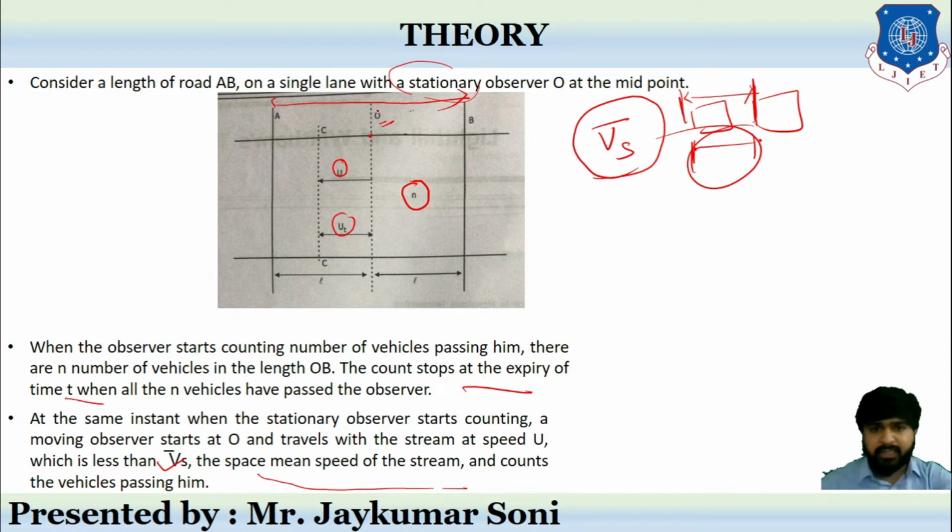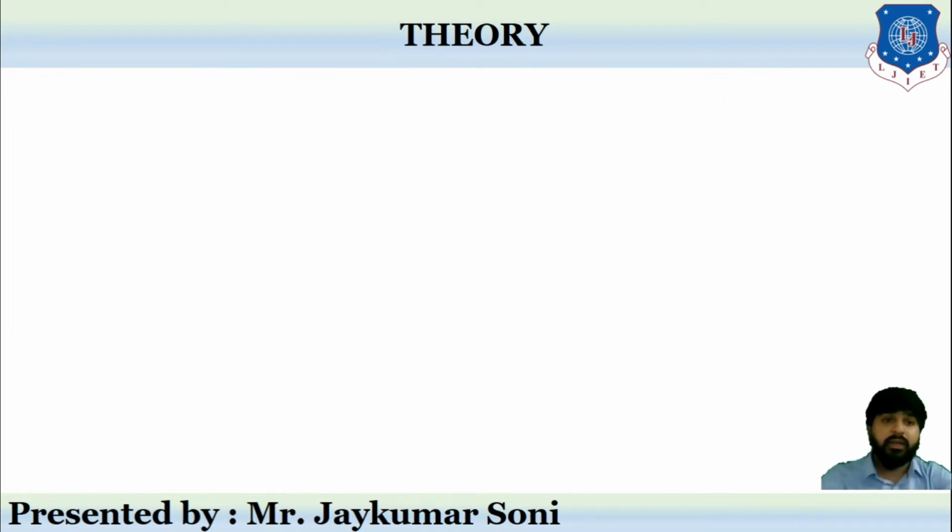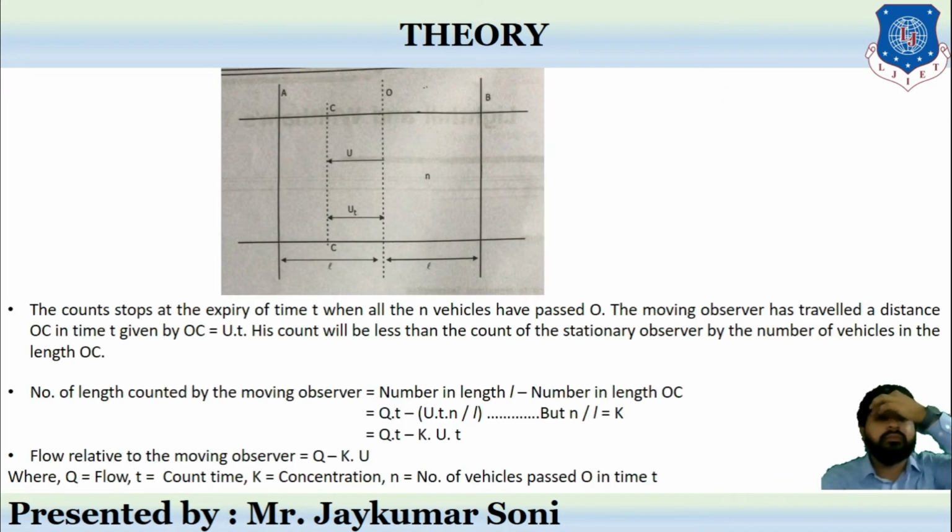At the same time, when he is counting over here, a moving observer also starts counting the vehicles in this direction. The vehicles are traveling at speed u, which is less than the space mean speed that we have learned. Now see, the count stops at the expiry of time t when the n vehicles have passed, as we have learned. Now, just pay attention. The moving observer has traveled a distance OC. He has traveled this distance OC.